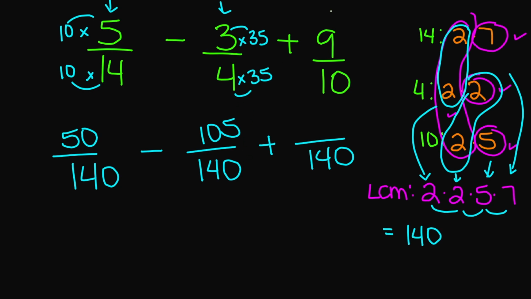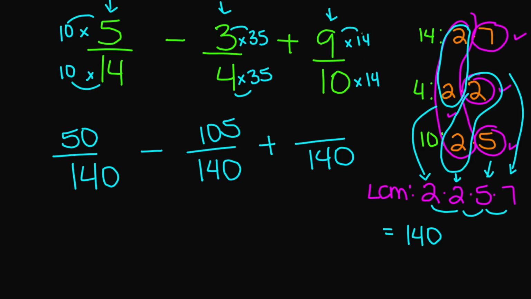It's perfect. Now 9 over 10. What number times 10 is going to give me 140 in my denominator? And that's going to be the number 14. So if I multiply top and bottom here by 14, I am going to get 140 in my denominator.